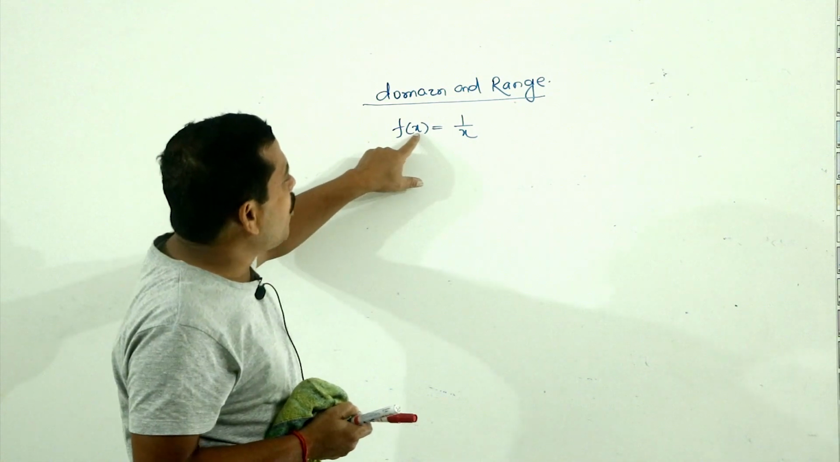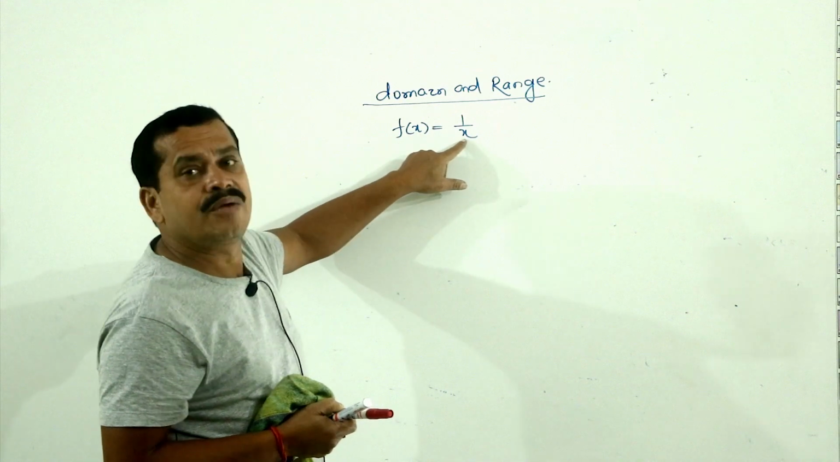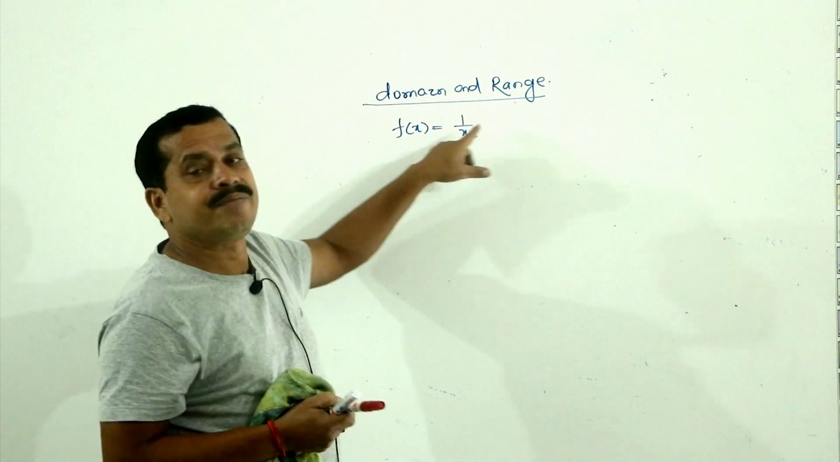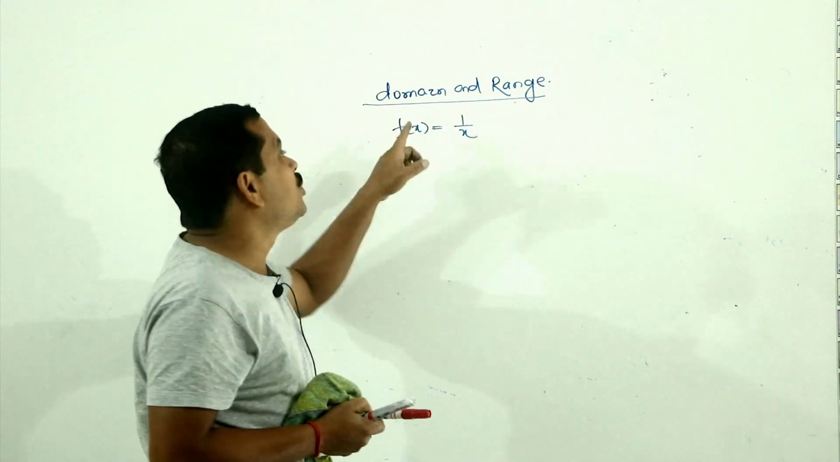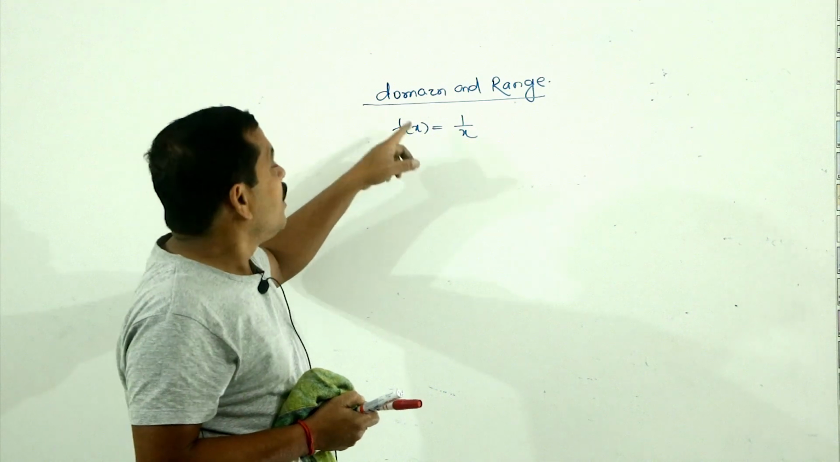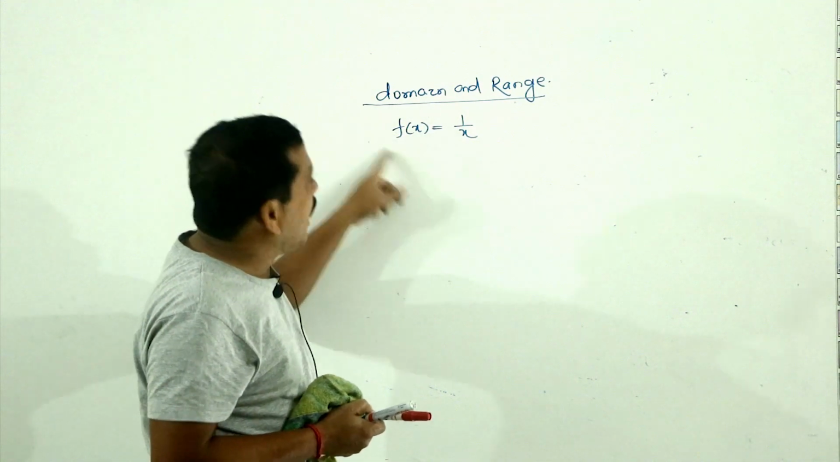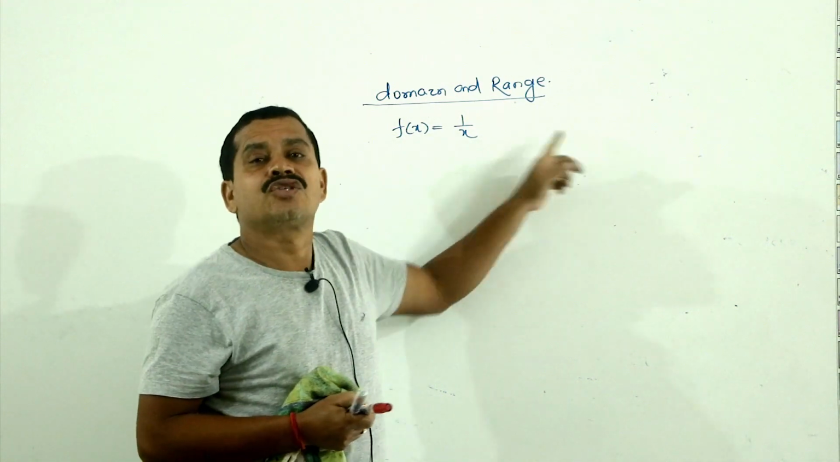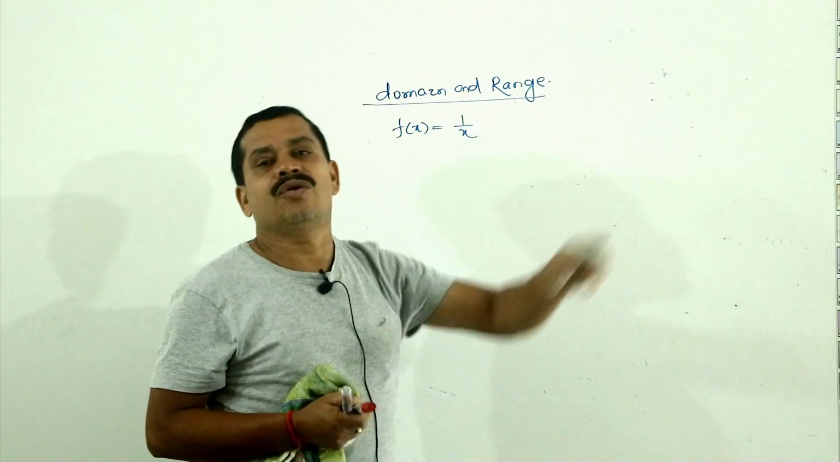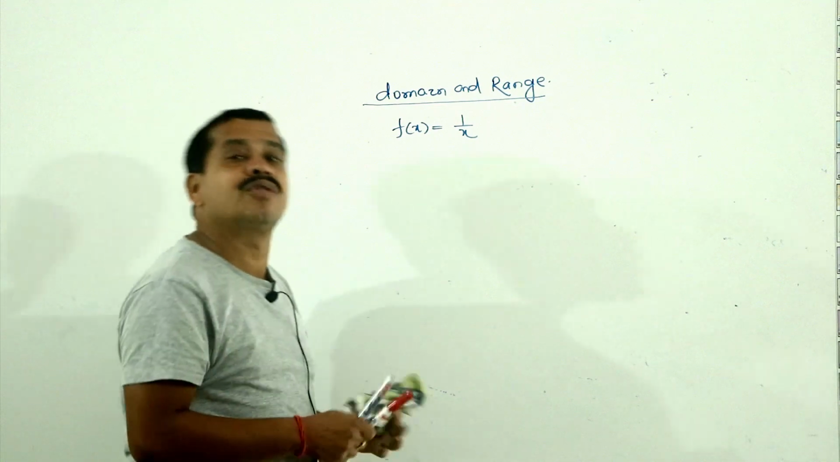If you put 0 here, then 1/0 cannot be defined, so 0 cannot be in the domain of the function, but for other real numbers it can be defined. So its domain will be all real numbers except 0. That is the basic idea about the domain.